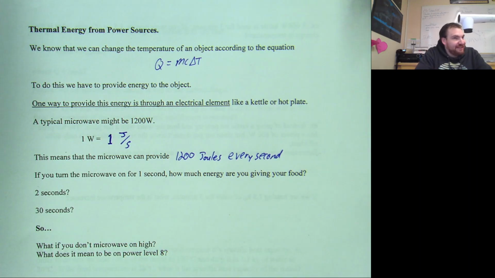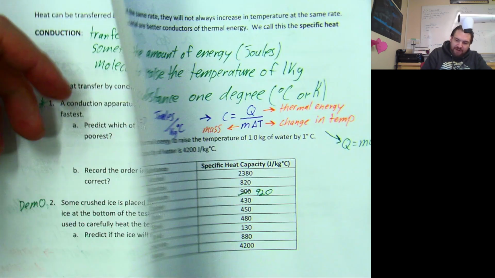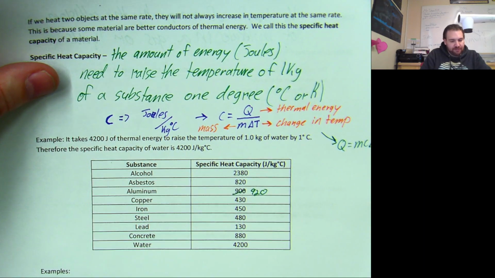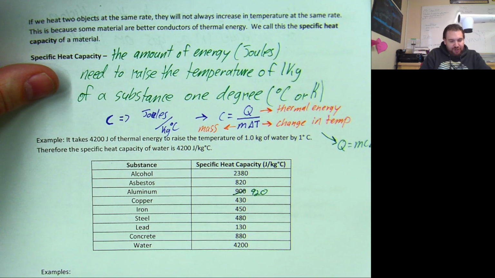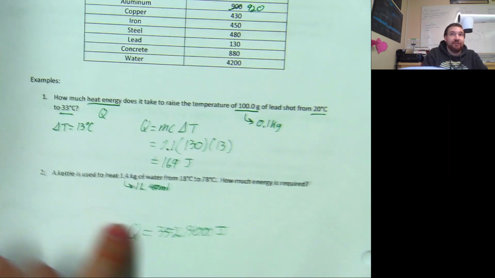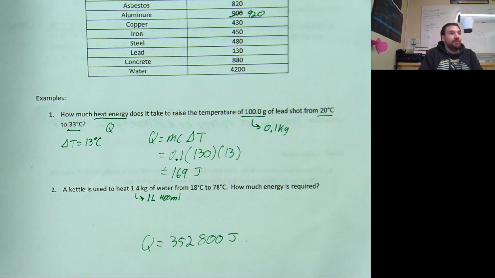This gives you some context. 1200 joules every second. So if I wanted to heat the water in the question yesterday using this microwave, we're able to figure that out. We needed to provide 352,800 joules of energy to increase the temperature of 1.4 kilograms of water, which is just over 6 cups, from 18 degrees Celsius to 78 degrees Celsius. That's this question down here. In this microwave, how long would that take?